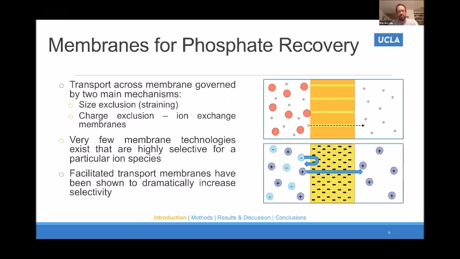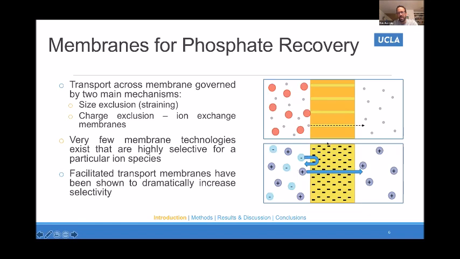And very brief primer on membranes. Typically, transport across a membrane is governed by either sieving or size exclusion or charge exclusion, such as the case with ion exchange membranes, or a combination of the two, like what you see in reverse osmosis membranes, for example. I'm going to be focusing on ion exchange membranes today.